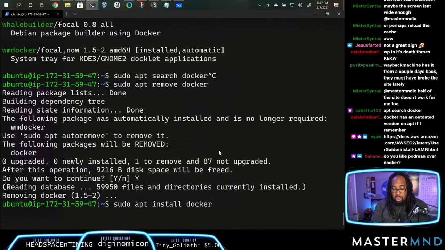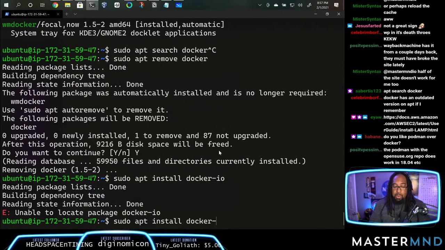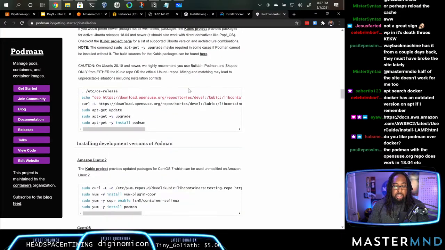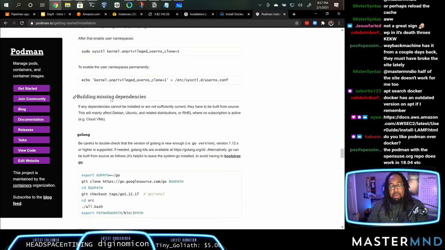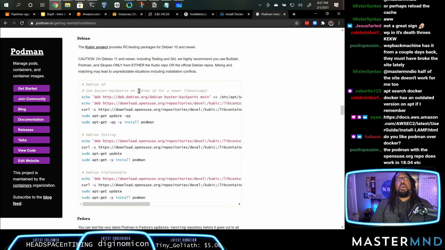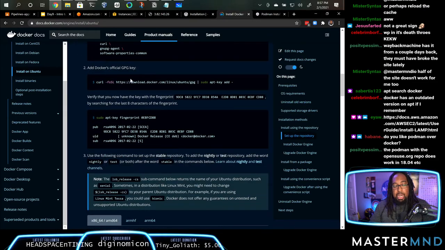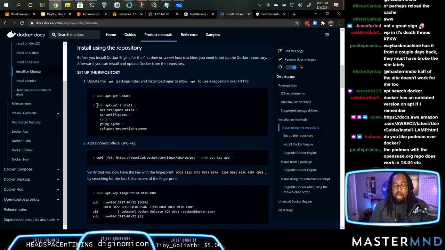Docker. I'm trying to think. There's two of them. I swear this is one. I guess it's not one. I think docker will do it. But I also could just do another search. But here's the problem. I ran into significant issues before. I'm trying not to have to do it. Nah, I'm just gonna do it this way. Sorry, y'all. I'm gonna do it this way.